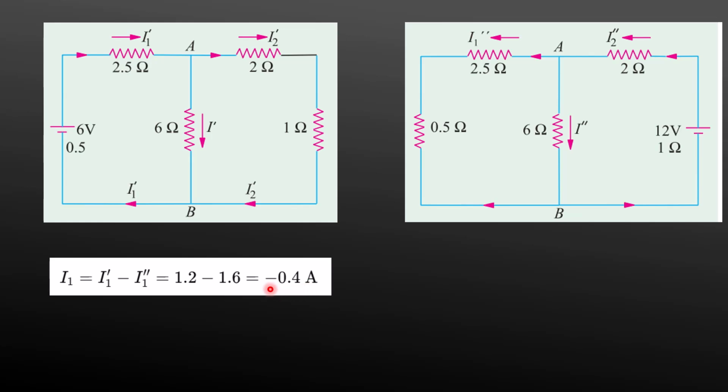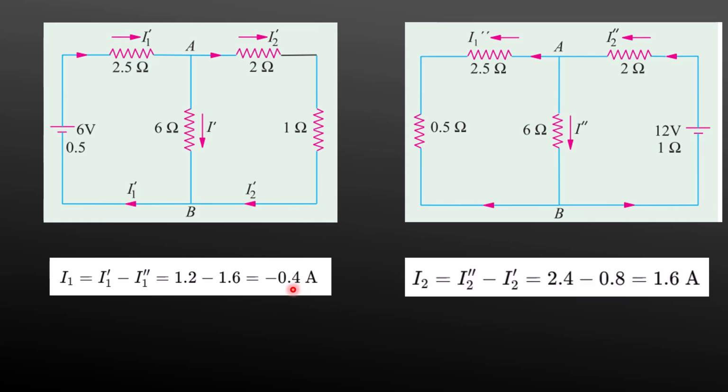It means that this negative sign shows that the actual direction of I1 will be in the opposite direction and will be from right to left. So this is the value of the current I1, which is due to both sources simultaneously. Similarly, we can find the value of I2, which is equal to I2 double dash minus I2 dash, which comes out to be 1.6 ampere.